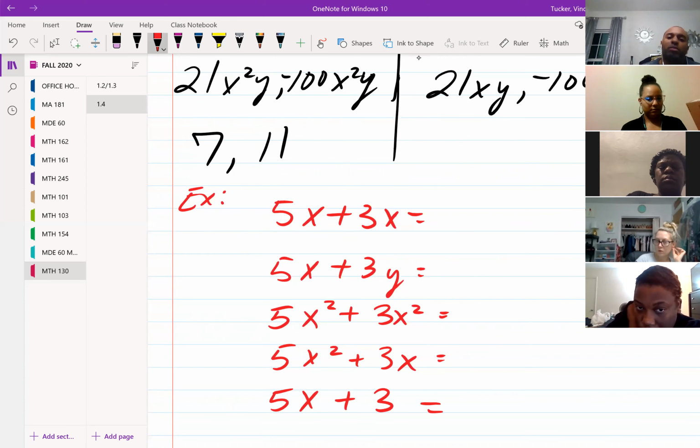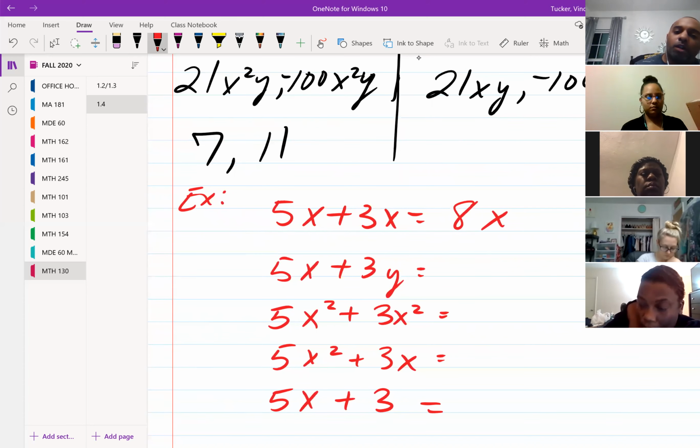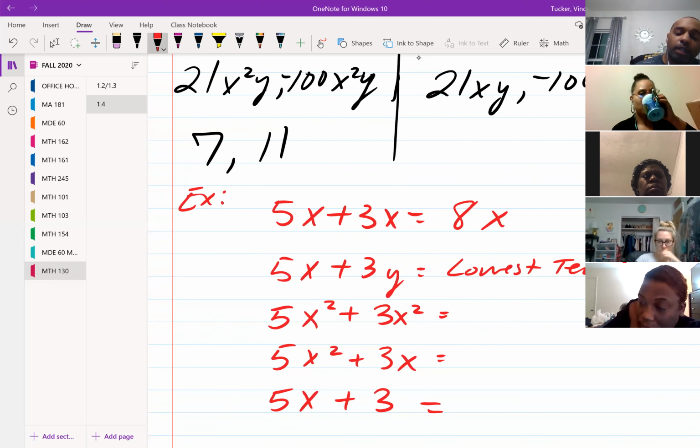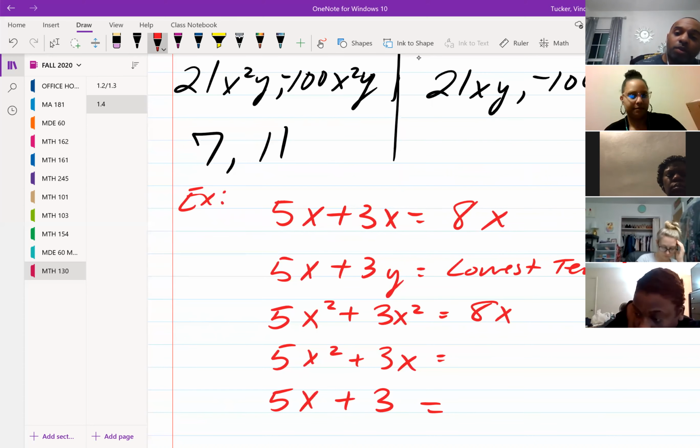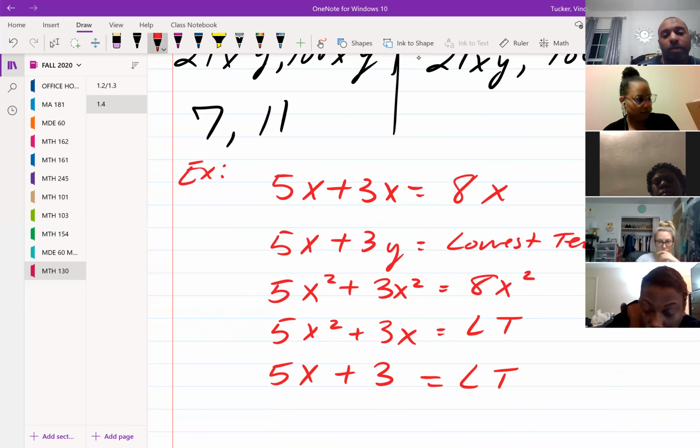All right. So 5x plus 3x, that would be 8x. 5x plus 3y is in lowest terms. Cannot add them. 5x squared plus 3x squared would be 8x squared. Notice the power of 2 stays the same. All you're doing is adding the numbers that are in front of your variables, that you call your coefficients. Then we have 5x squared plus 3x squared is already in lowest terms. Just write an LT for that. 5x plus 3 already in lowest terms. Can't add that either.